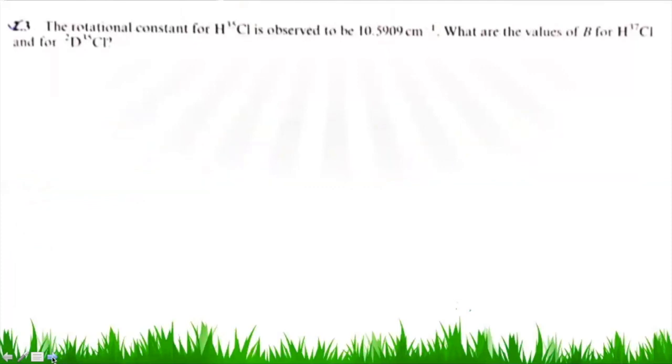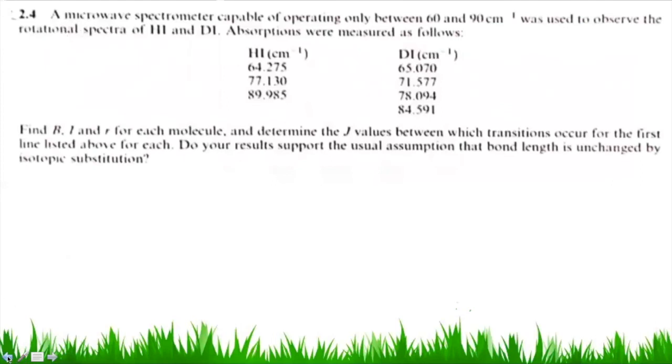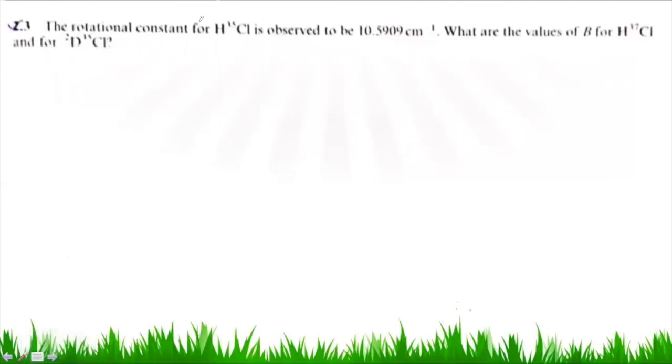Here is another question in which you are asked to calculate the values of B for H35Cl, H37Cl and D2Cl, okay? So let's come to how to solve this one. Here are 1, 2, and 3. Let's say this one is A, this one is B, and if I imagine this one as C, then BA is given.